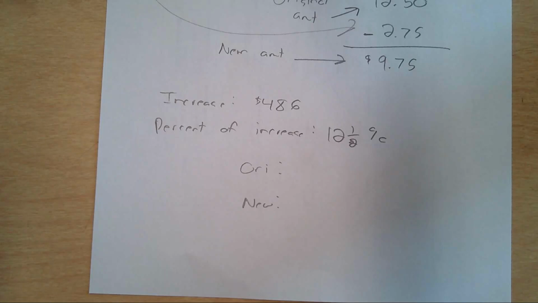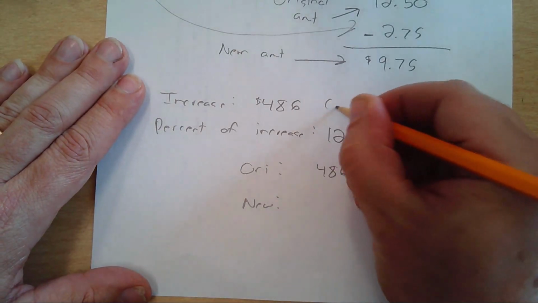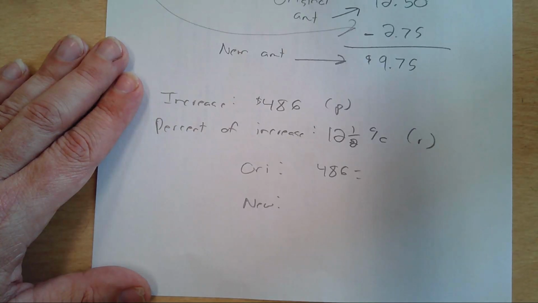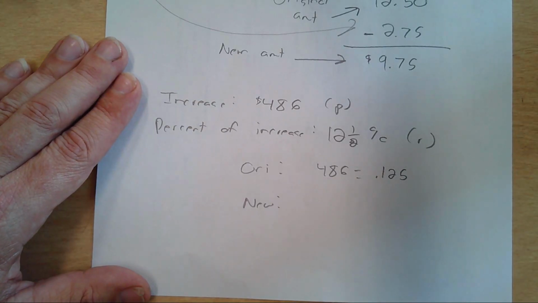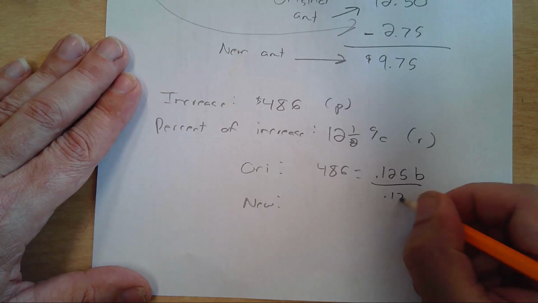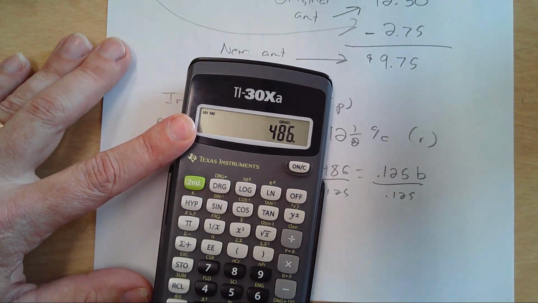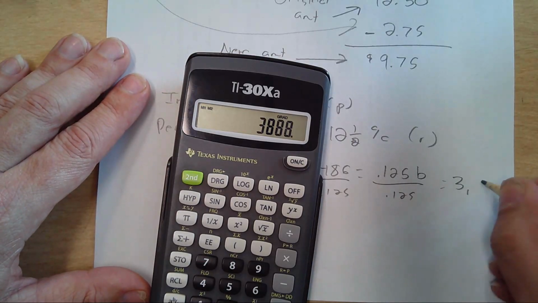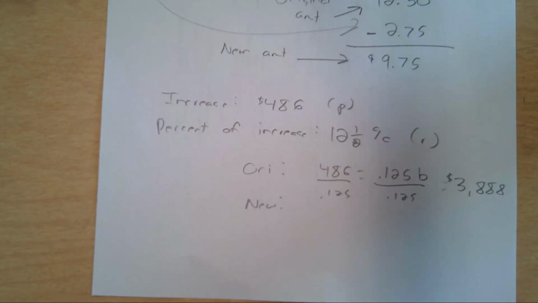So, gotta find the original first. How much was it initially? So, my increase, that's my P, that's my R, equals 12.5, or 0.125 as the decimal, times my base. Divide both sides by 0.125, 486 divided by 0.125. Looks like the original amount was $3,888. That's how much it was here.